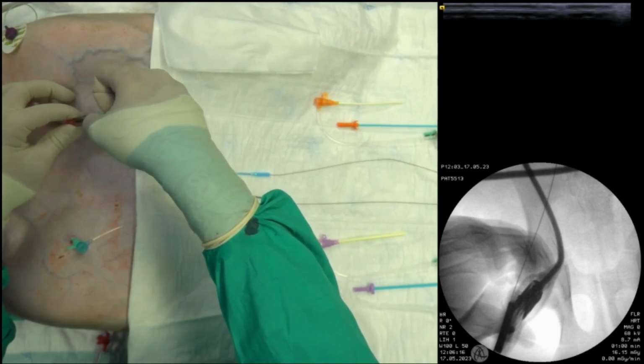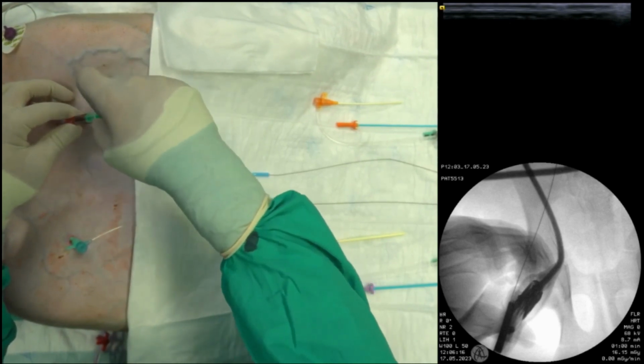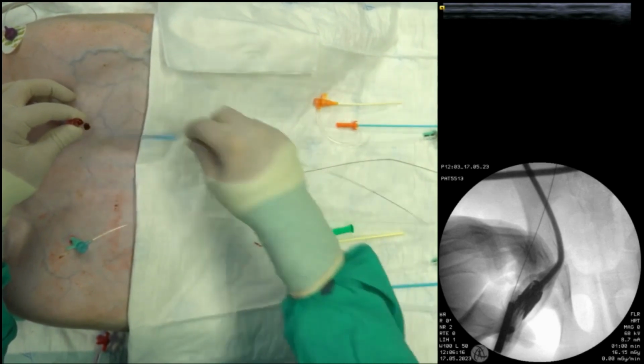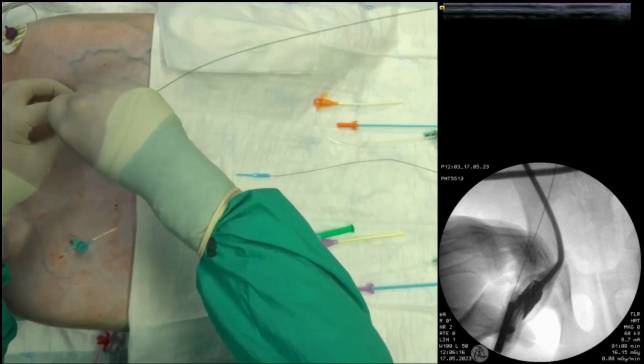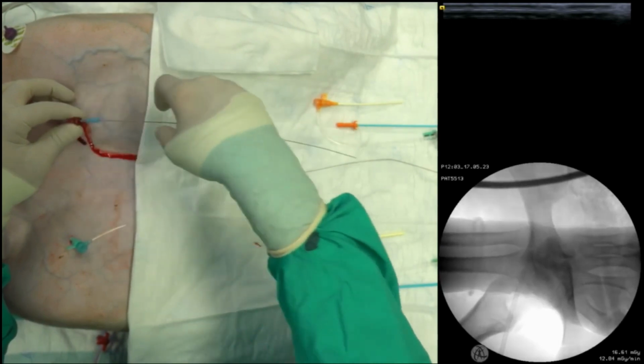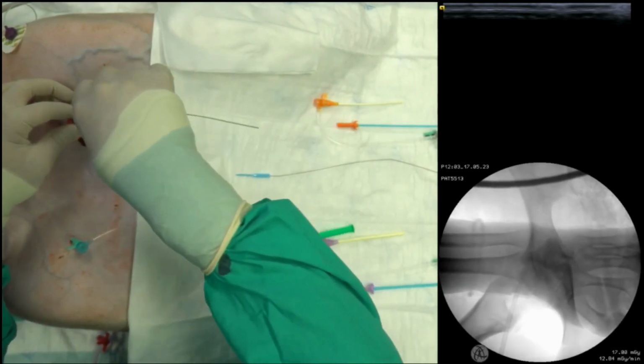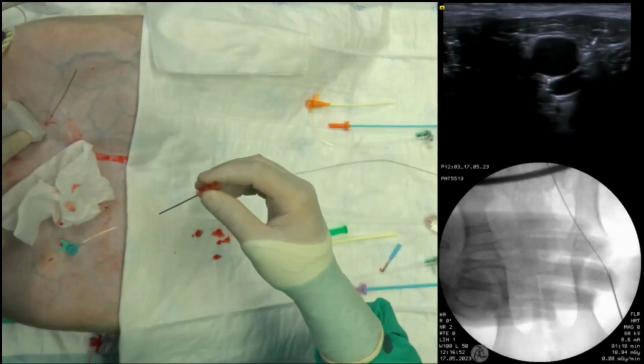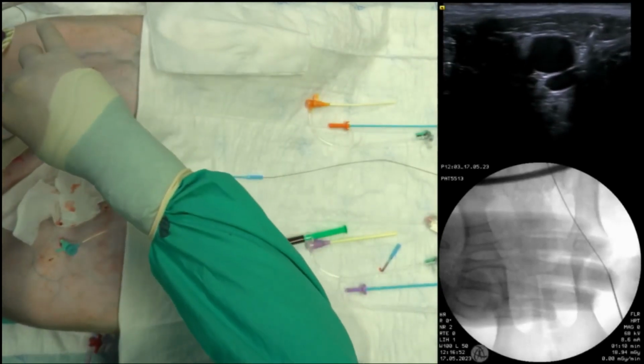And once you are sure that you can easily aspirate blood, then you can remove the syringe and advance your guide wire into the vein. Make sure that you advance a sufficient length of the guide wire to safely remove the needle, and you can advance for your artery cannulation.